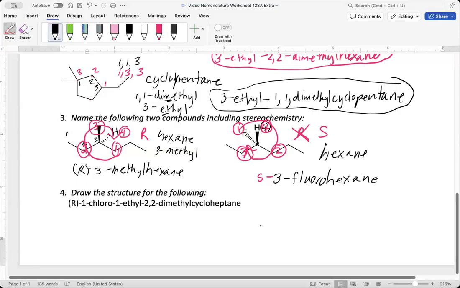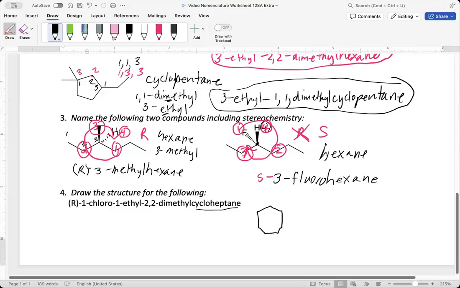The last one here says draw the structure for the following. R-1-chloro-1-ethyl-2,2-dimethylcycloheptane. Okay, so first thing we're going to start with is the parent, cycloheptane. Hept is 7, A-N-E means all single bonds. Drawing a 7-membered ring isn't the easiest thing in the world, but we'll give it a try.